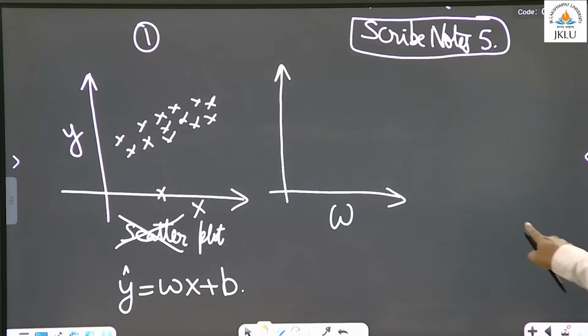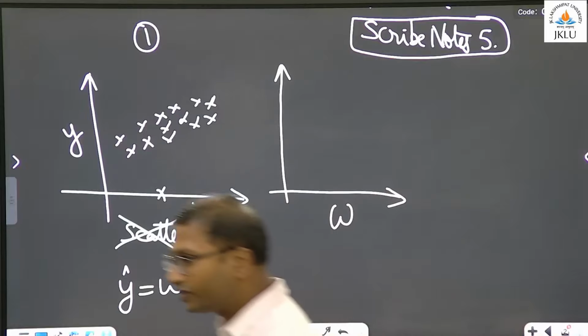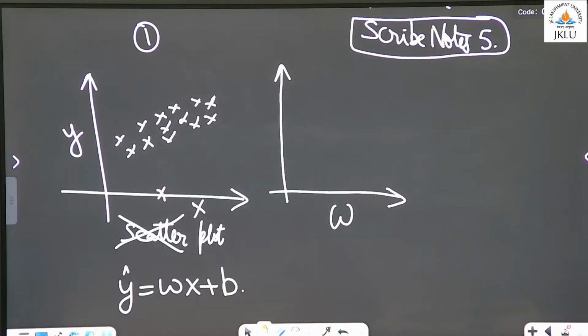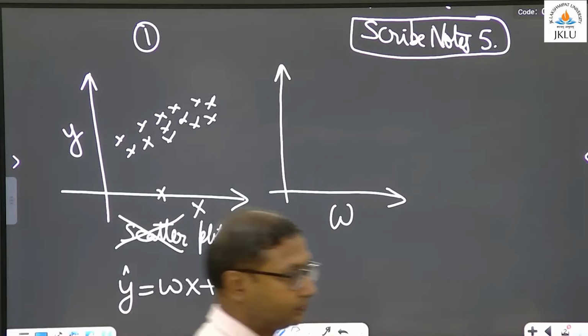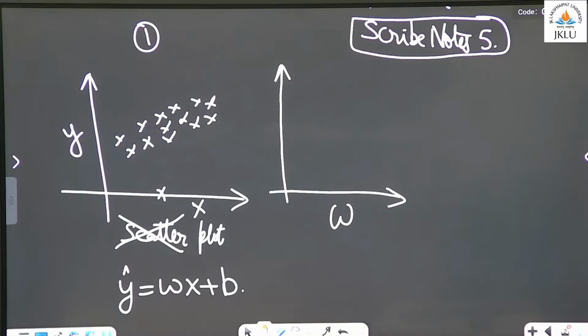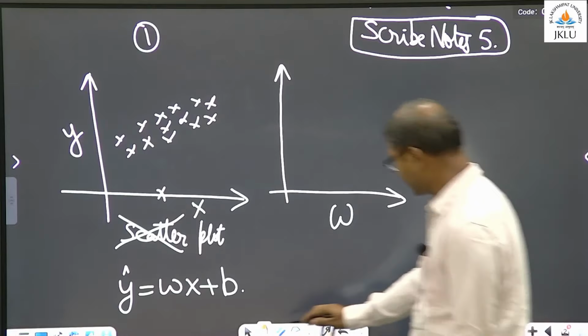See, this is your training data. Let us say you have plotted all your training data. My question is, when we are doing linear regression, what are we looking for? What is it that we want to do? We want to find the best fit line. So, let us say this is my best fit line.